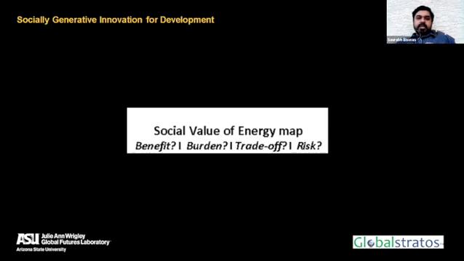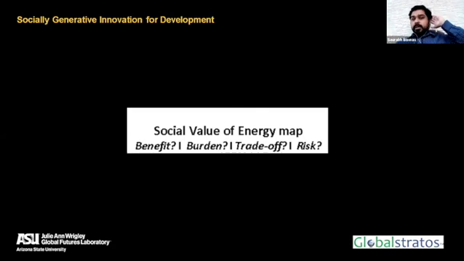Let's get deeper into that. So what do we understand by social value? We are taking energy as our example case. So let us think about the social value of energy. In very simple terms, we are trying to profile the benefits, the burdens, the trade-offs, and the risks that the energy system and the energy service presents to its end users, right?